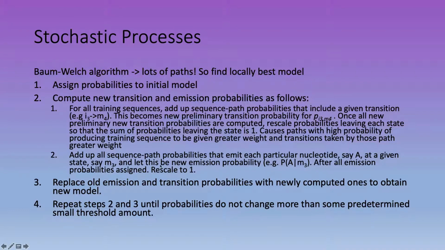In addition to that, it'll add up after it does that. It'll also add up all the sequence probabilities that emit particular nucleotides at, say, position M3 as well, and do the same thing for the emission probabilities. So it does it for the transmission probabilities, then does it for the emission probabilities, and then it replaces them all, and you get a new model, right? And then you're going to repeat the entire set again, each time improving the model and its ability to look more and more like your training sequences.